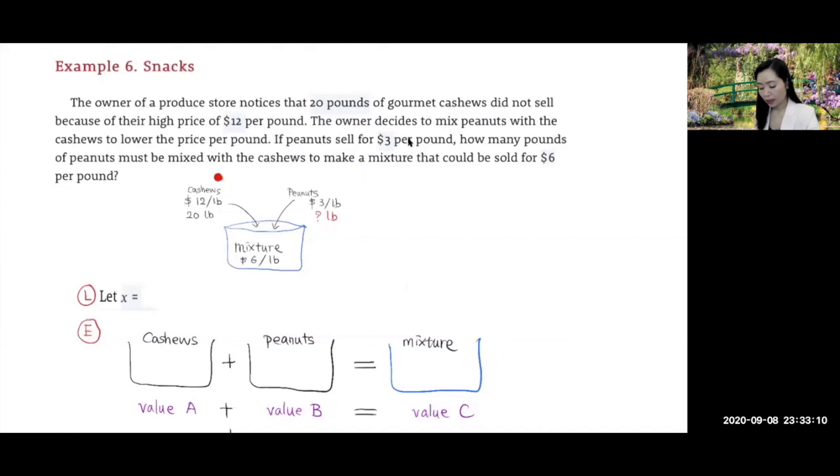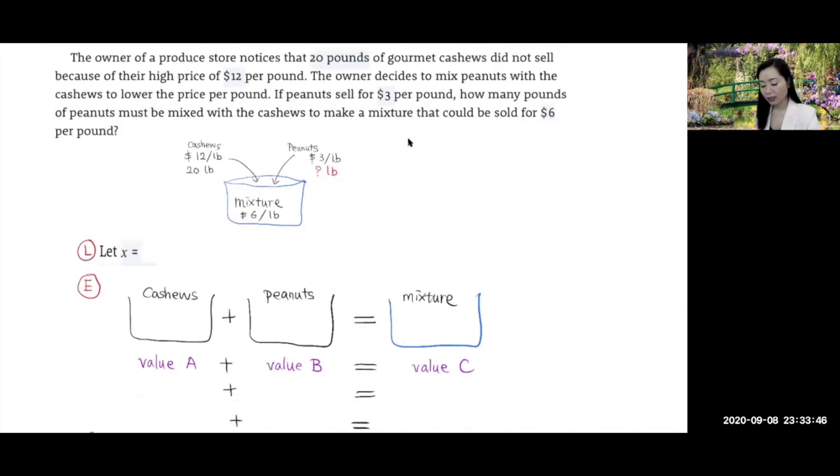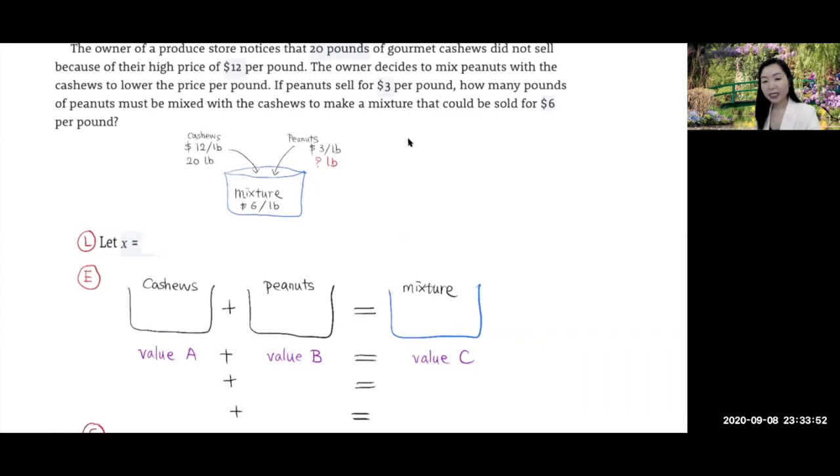So we are mixing these cashews, which are $12 per pound, and we have 20 pounds, and we're going to mix it with peanuts, whose unit price is lower, only $3 per pound, and we want to know how many pounds of peanuts I should add over here. Then for this mixture, when you mix them together, we're going to sell that for $6 per pound. When the unit price is lower, maybe more customers will buy it.